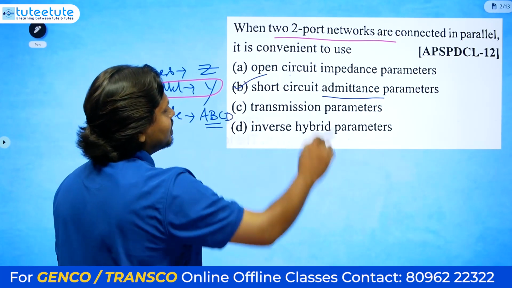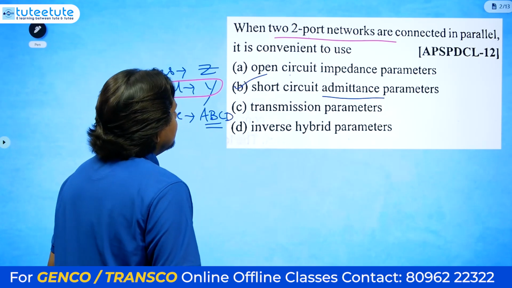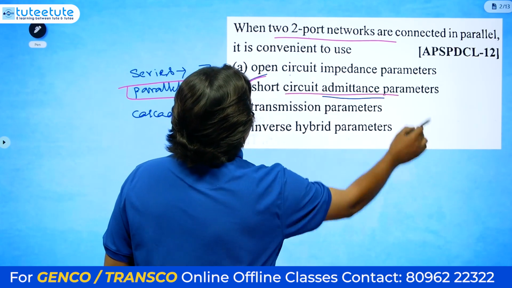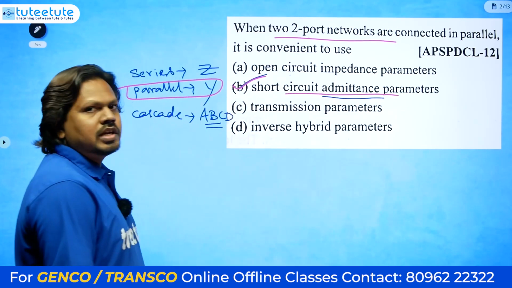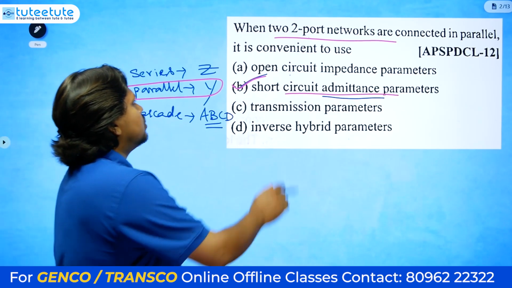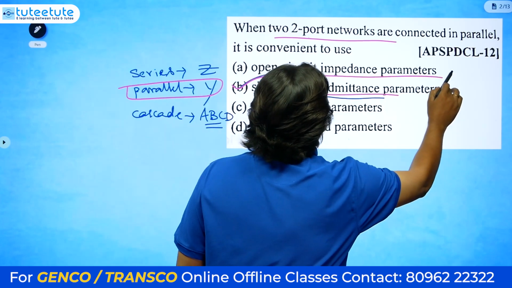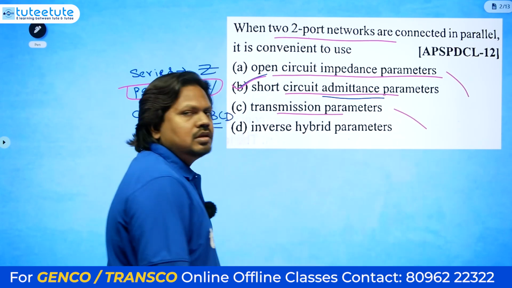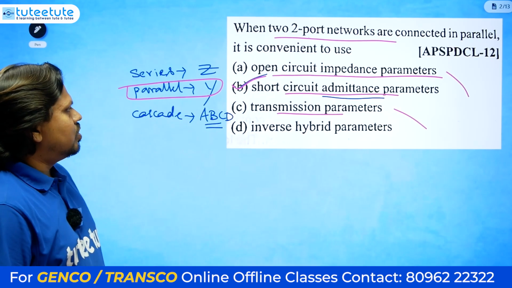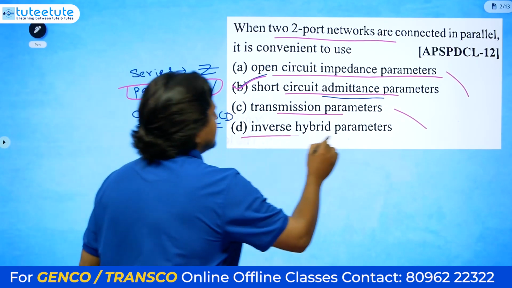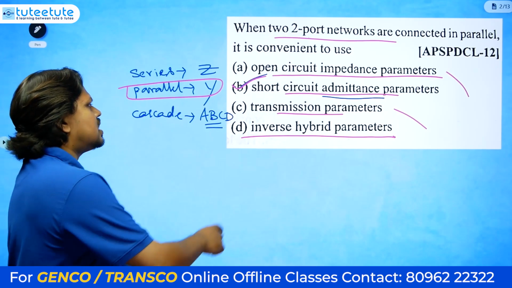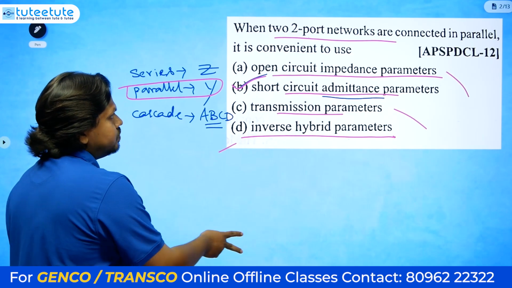When two port networks are connected in parallel, which method is convenient to use? Short circuit admittance parameters, that is the more comfortable one. Open circuit impedance parameters when it is a series connection. Transmission parameters for our cascade connection. And inverse hybrid parameters, which connection is that? You have to find this one out. If you have any patience, just try this one, and tell me also.